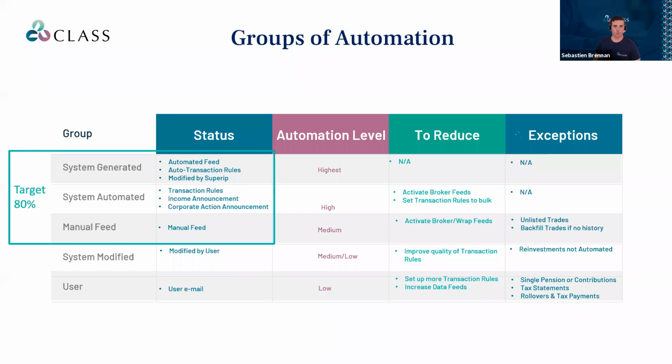I might just pause and have a look at one or two. So there's a question here: does class provide a report on the automation status for the entire business, or is it done at an individual fund level to understand the efficiencies? The short answer to that is that the review has to be done at a fund level.